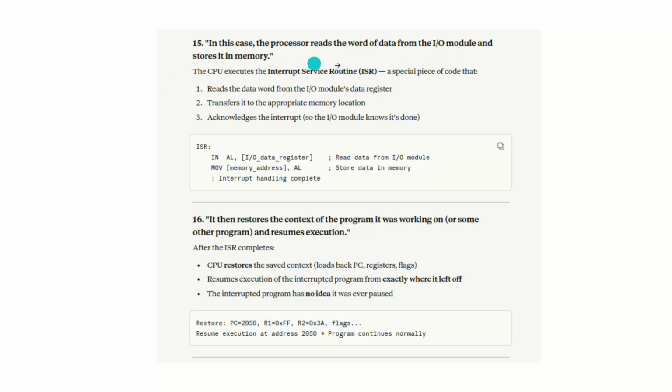The CPU executes the interrupt service routine, a special piece of code that reads the data. That is, it's a code. The interrupt service routine is a code that reads the data from the IO module's data register and transfers it to the appropriate memory location and acknowledges the interrupt. Acknowledging the interrupt means the IO module will know it is done. So here it is happening.